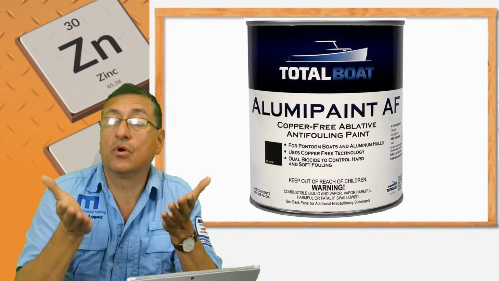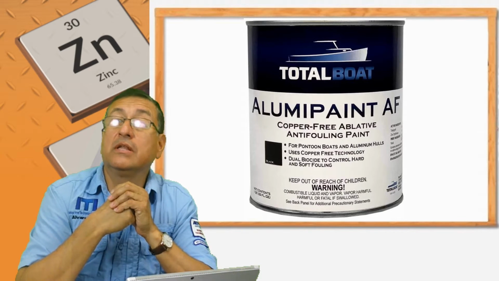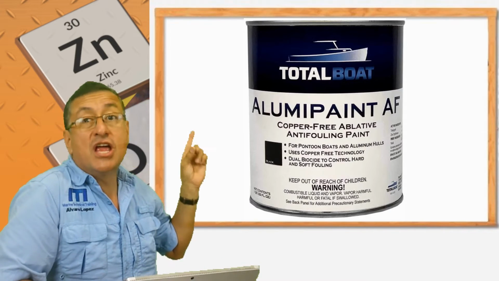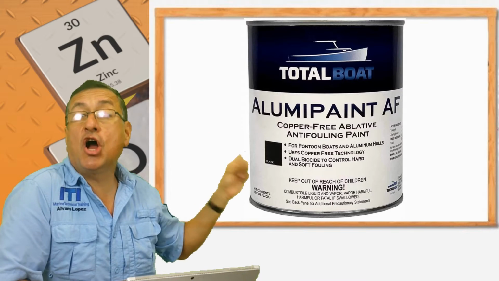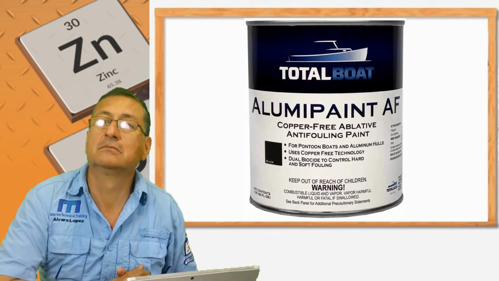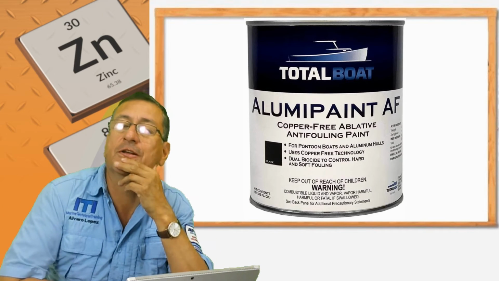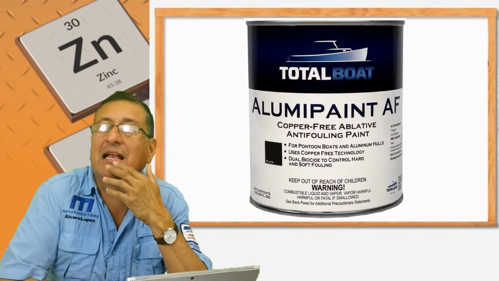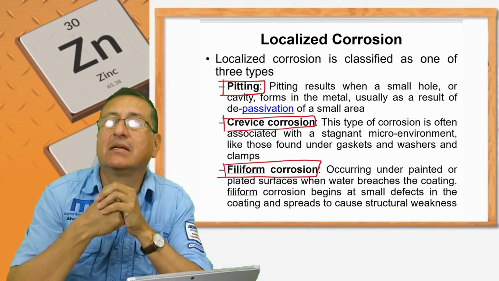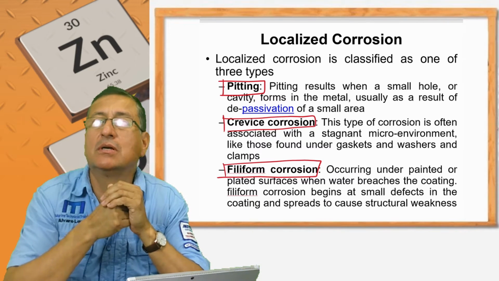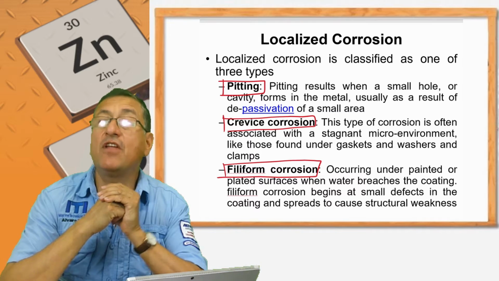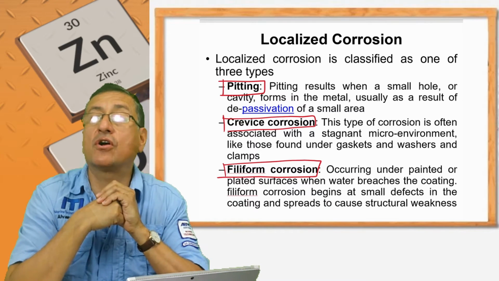If your hull is aluminum, you need to check the label. You need to verify that it's non-copper content. If not, it attacks the aluminum. Depending on the material, the coating, the bilge coat, the bottom paint coat should be appropriate. If not, you have filiform corrosion.